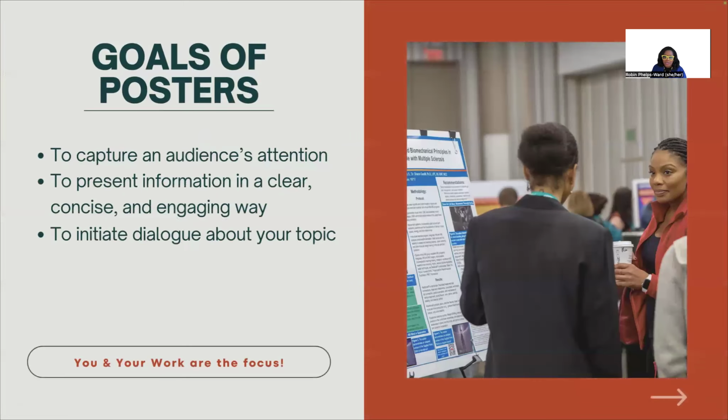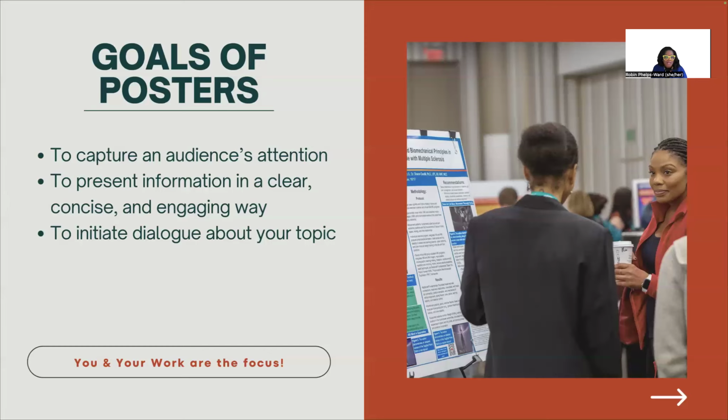So first of all, why do we do the poster presentation in the first place? Well, first, to capture an audience's attention. Again, we want to bring people over, especially in a sea of other poster presentations. We want people to come and talk with us. We also facilitate poster presentations because we want to present our information in a clear, concise, and engaging way. Sometimes going to a round table or a paper presentation or even a symposia is too much to really get across the message of your research. And so posters give us the highlights of our research, tell us concisely and illustratively what we are researching.